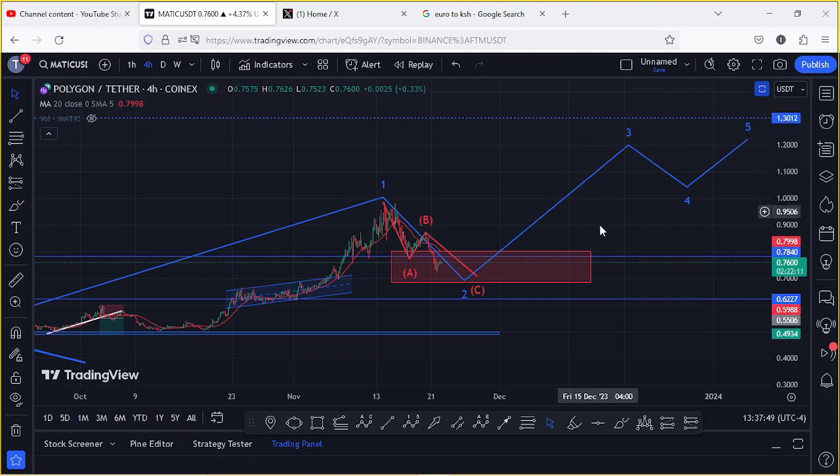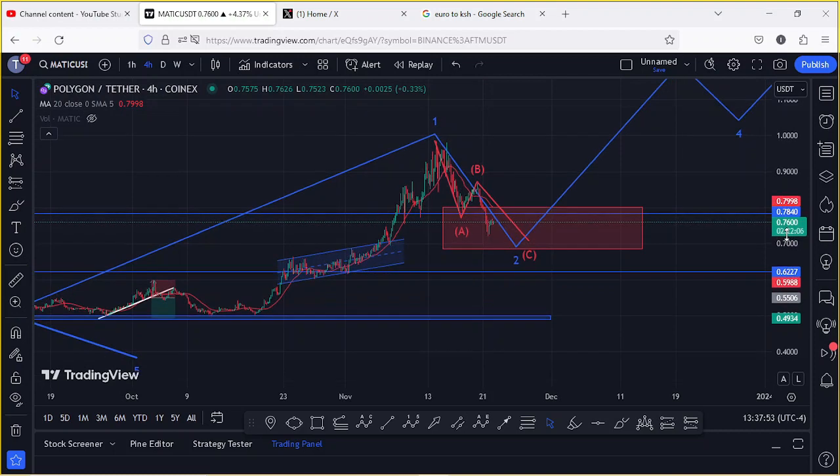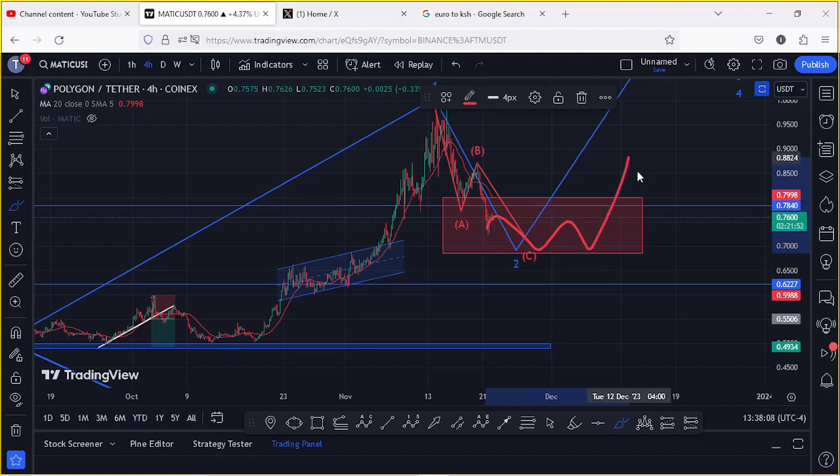Alternatively, in case we don't see a bounce in the next coming hours and maybe we continue heading further down, then I will be expecting Matic to fully maximize my red target area over here, get one more new low in the formation of that wave 2, and maybe at some point we see a reversal to the upper side, breaking above resistances and getting above the $1 mark, which is our significant area of resistance.